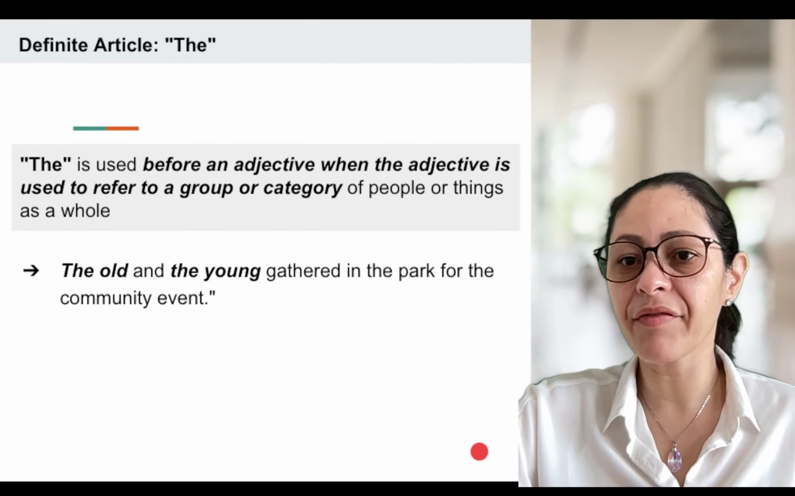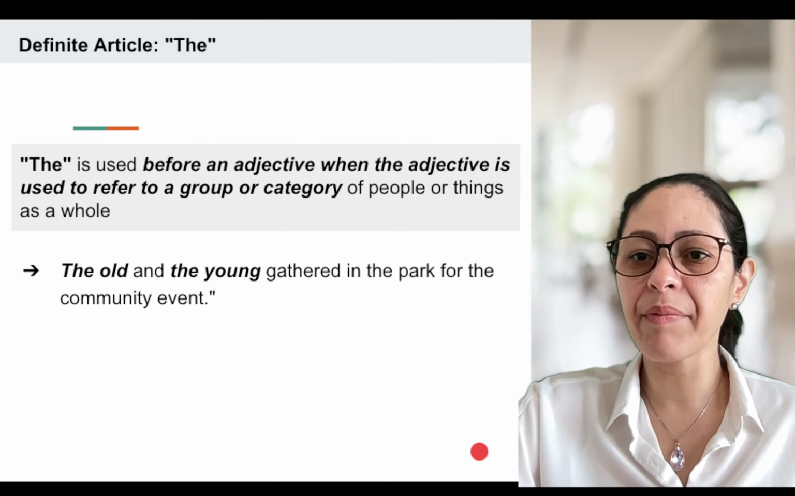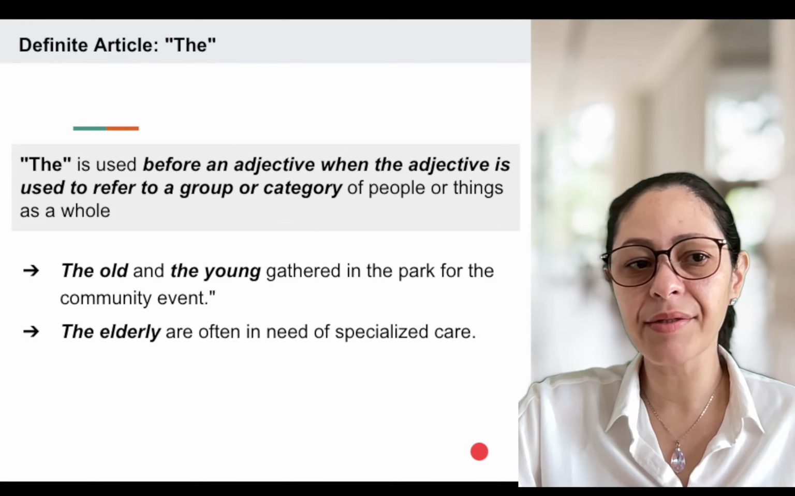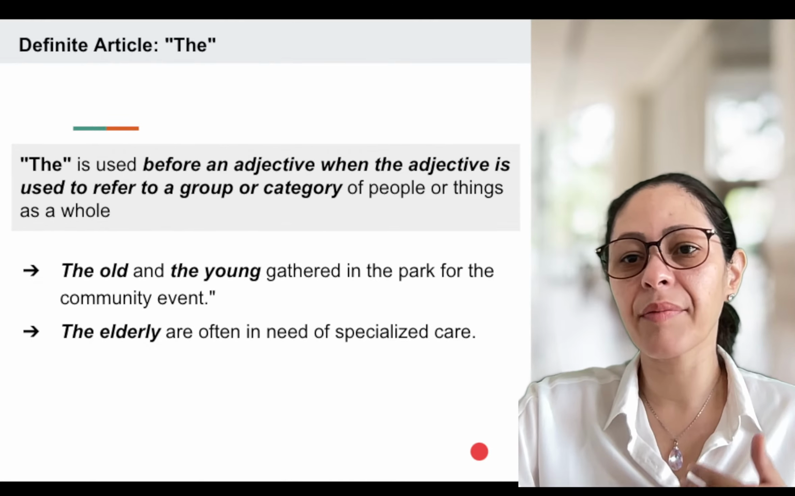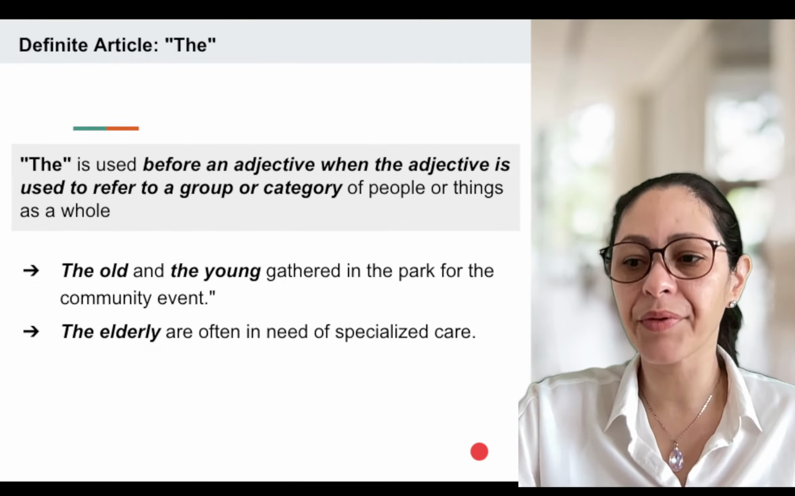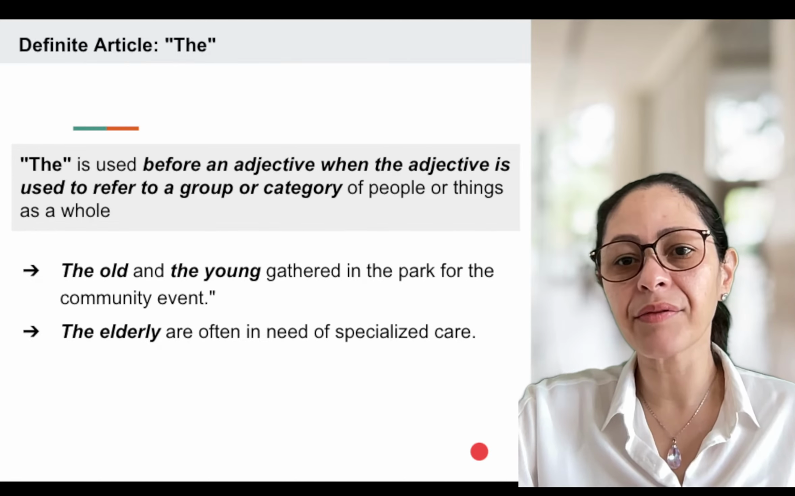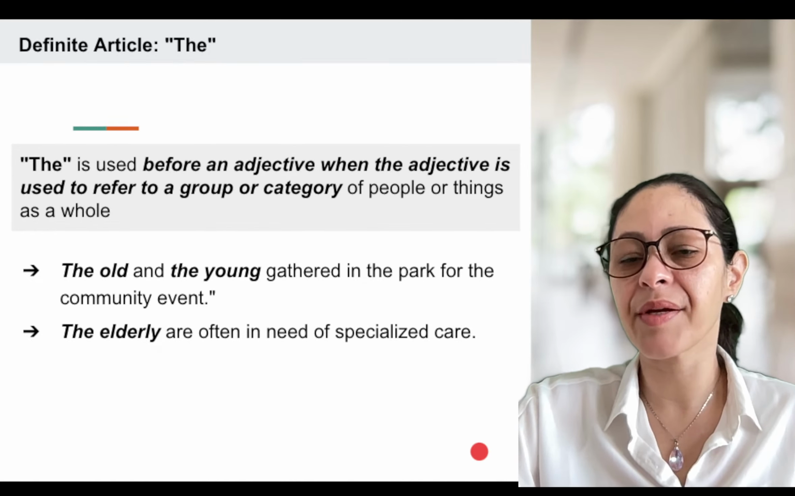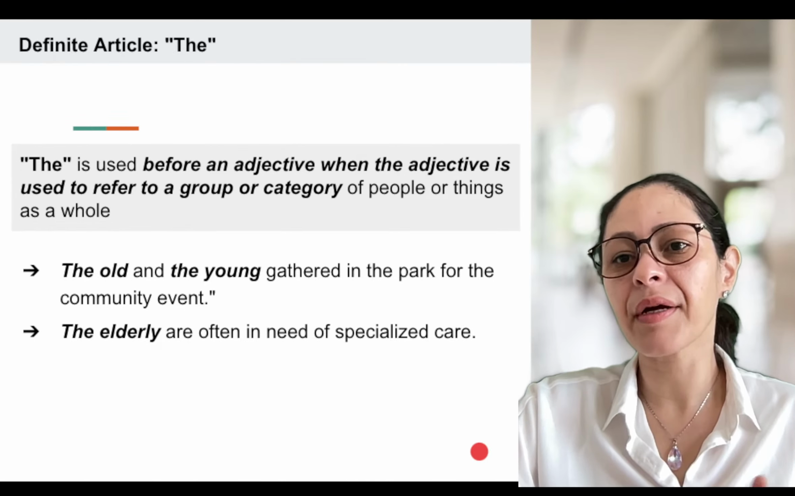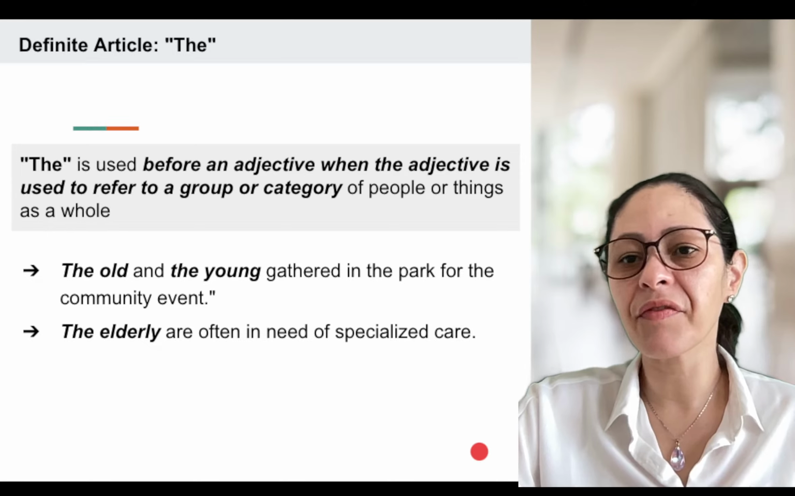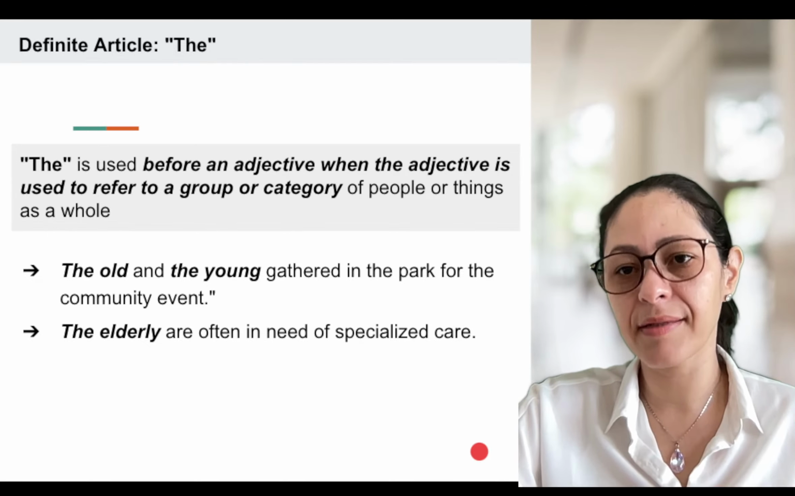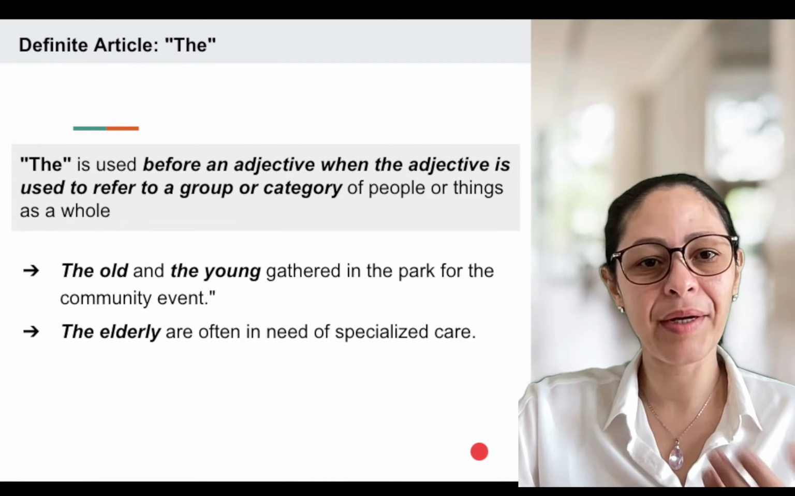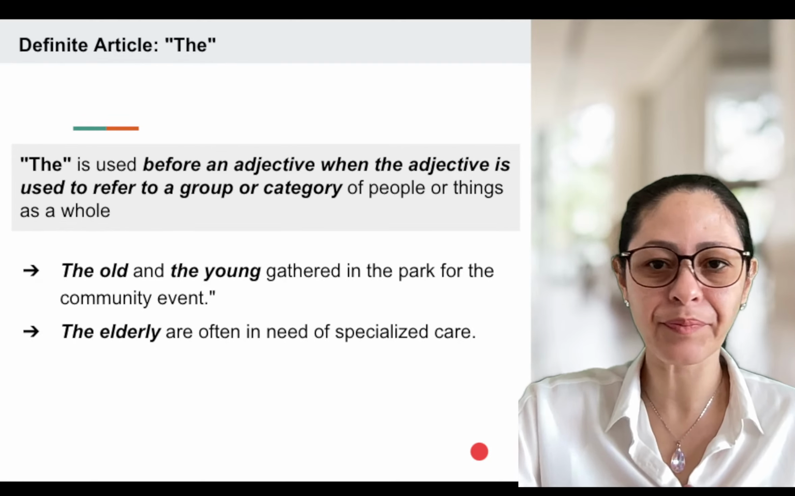The same thing happens with elderly. Elderly is also an adjective. But in this sentence, it refers to a group of people. The elderly are often in need of specialized care. The elderly people. Therefore, I must place the before this adjective, okay, which is functioning as a noun. Well, let's move on.